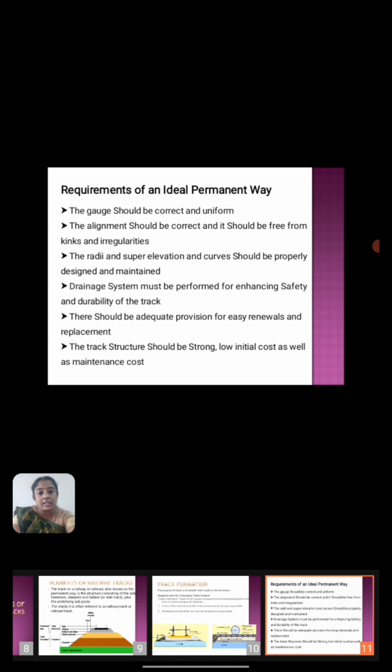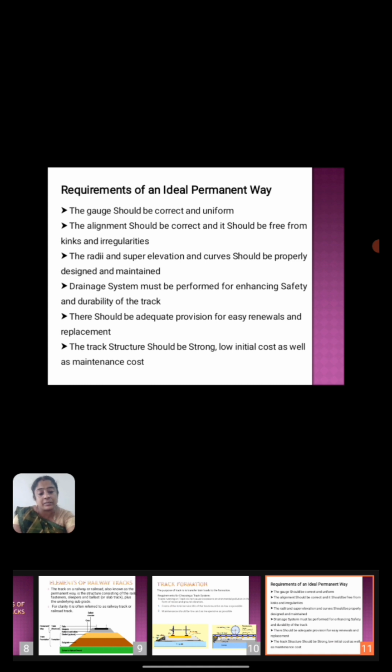And then radius and super elevation. When turning, the track does not always go in a straight formation, so we switch to a curved nature, that means curvature. In that curvature, how much radius do we have to give? Based on the available location and space on the ground surface, we will choose.